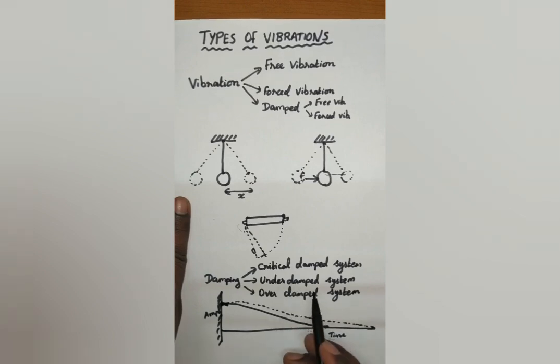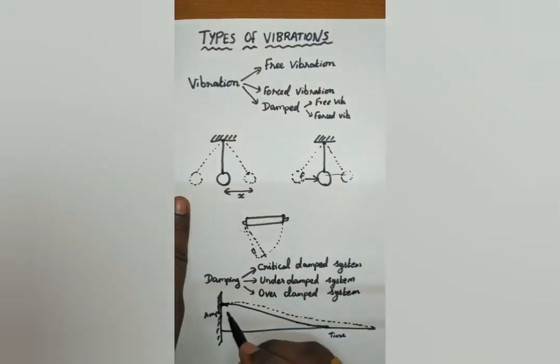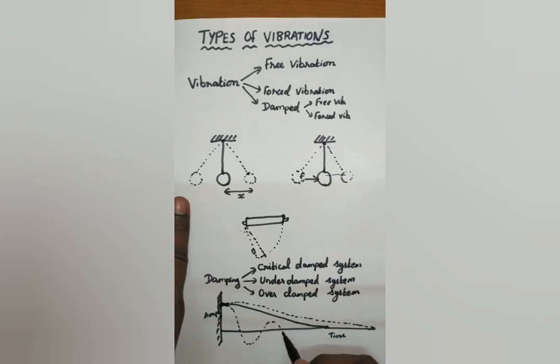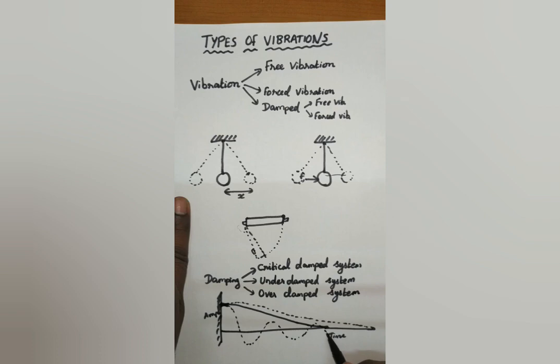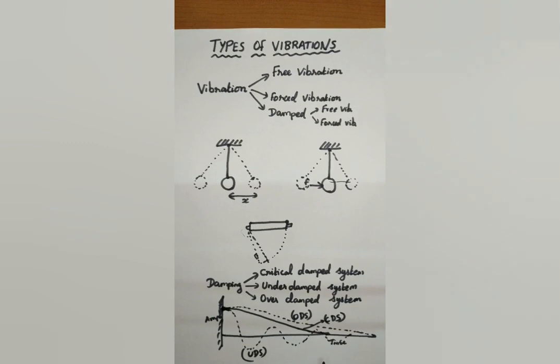And if you take under damped system, it will be closing very fast and the motion will be to and fro. Because of that, this amplitude will be varying like this, and slowly it will stop the vibration. This is under damped. So this is over damped system, under damped system, and this one is the critical damped system. These are the different damping systems which are available in dynamic analysis.